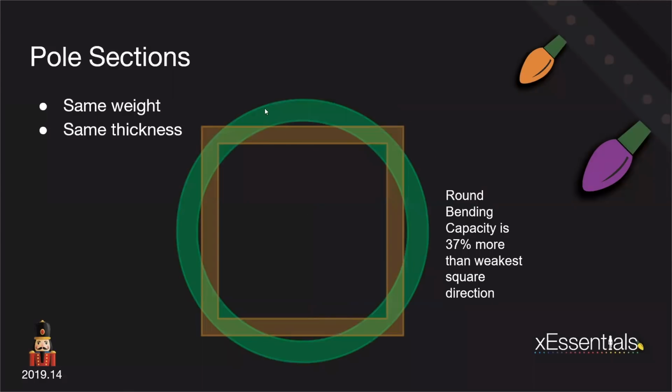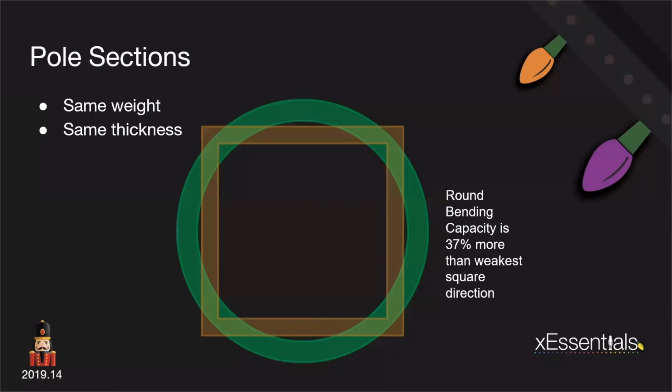If you were to take the same weight material and of the same thickness, you'd find that a round section is actually bigger than a square section in diameter. Like I said, the bigger you are, the better off you are. And this round section has a 37% more capacity than the weakest direction of the square section. Round is good because we don't know which way the wind is going to blow. We don't know exactly how things are going to shift around when we're doing all of this. Round is, generally speaking, better for things with torsion.